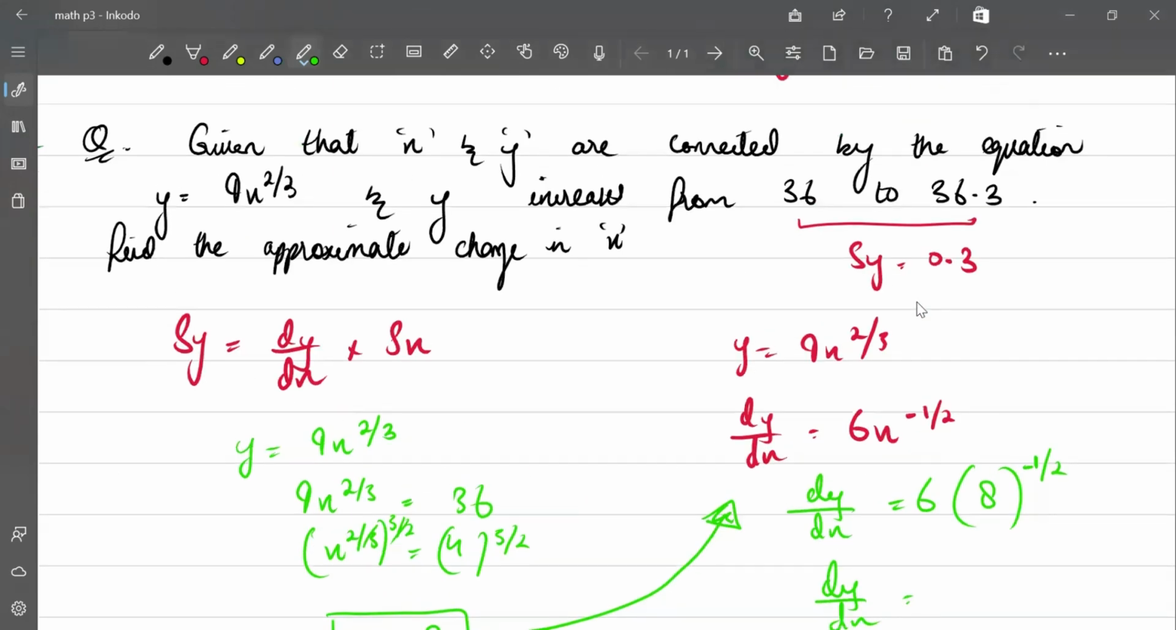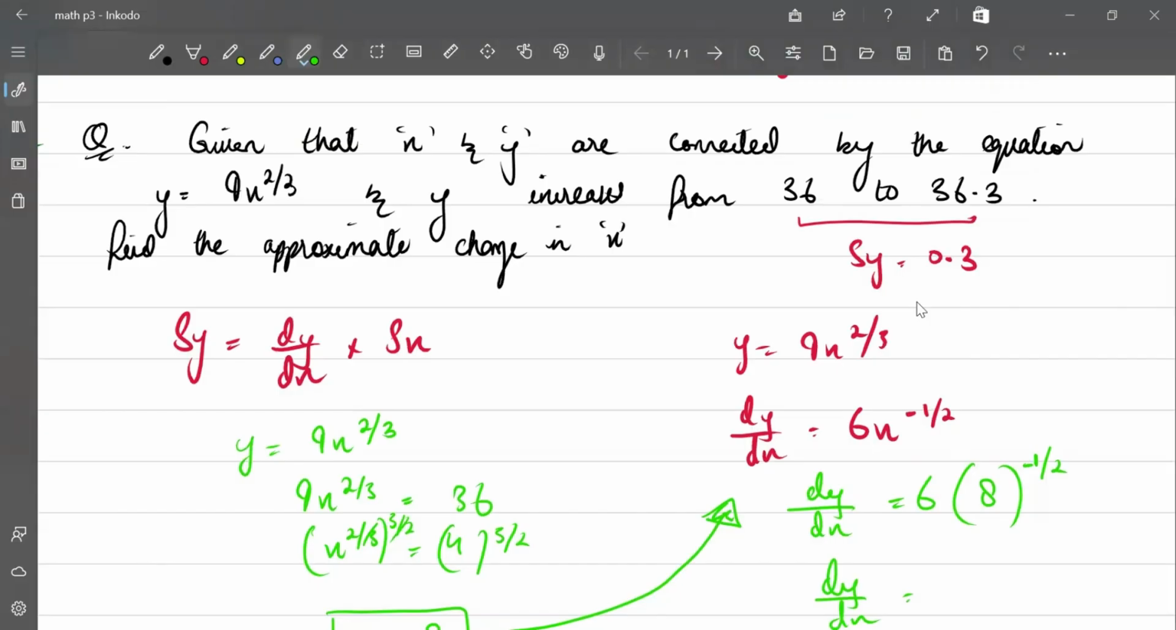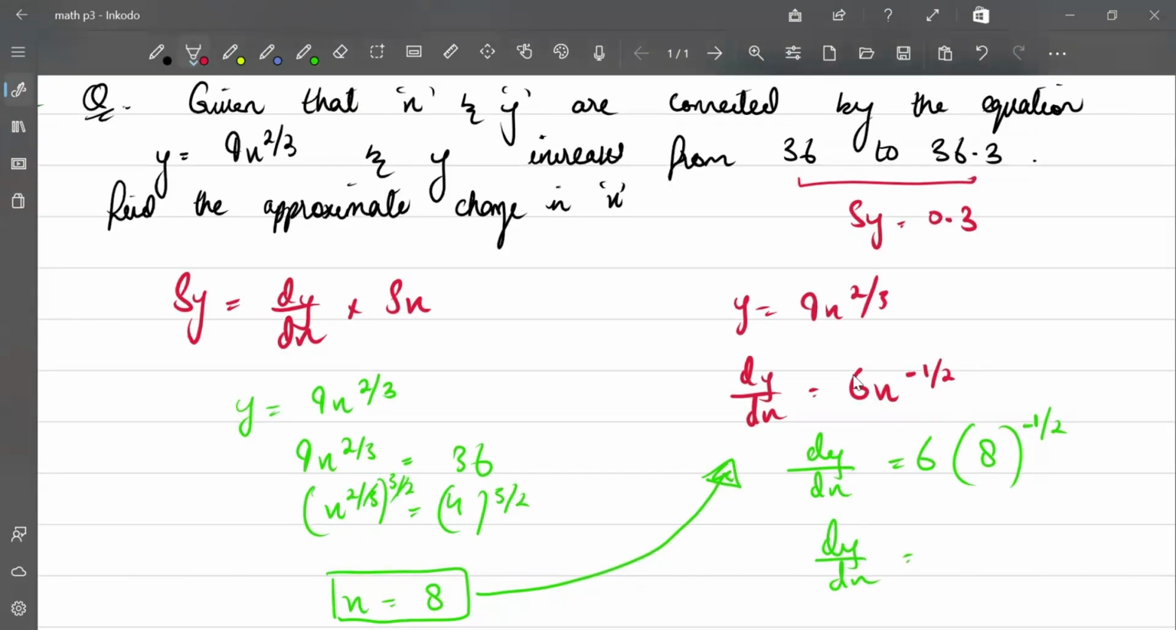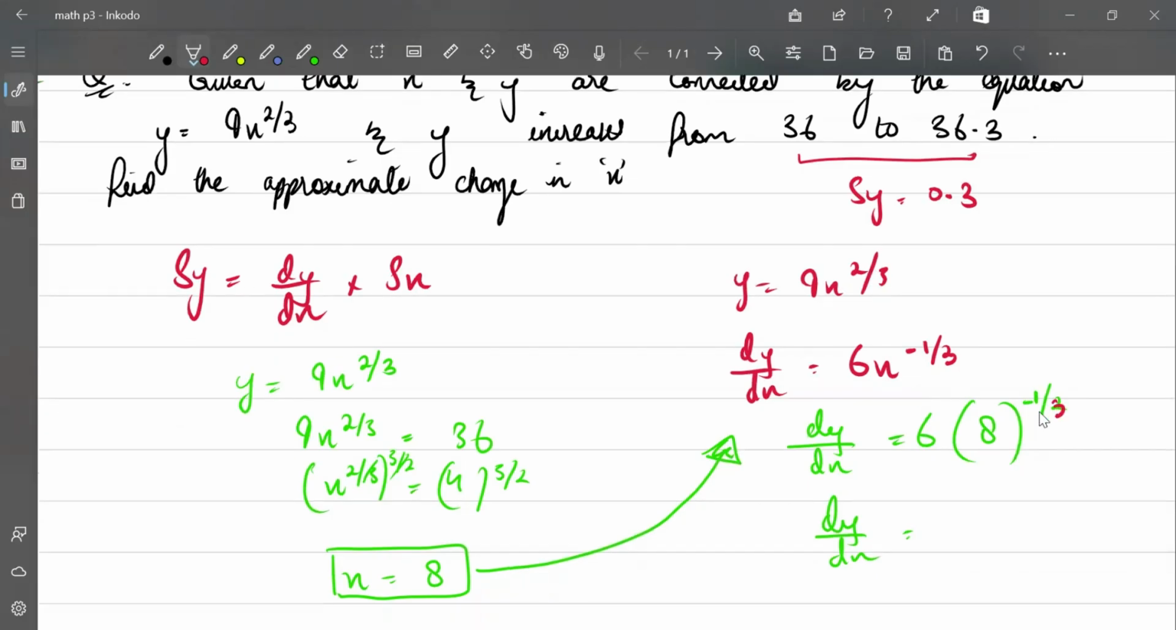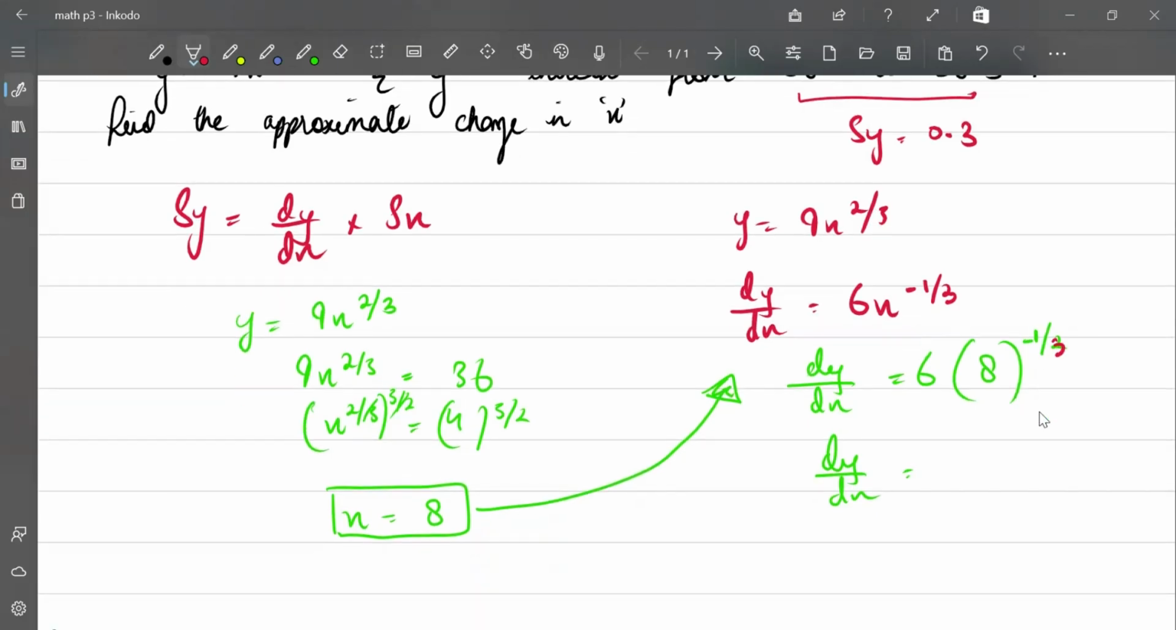Wait, what did we... this was supposed to be minus 1 upon 3, right? Because we deducted 1 from here. My bad. Right, so let's do it. 6, 8 power minus 1 upon 3. So we have dy over dx 3.